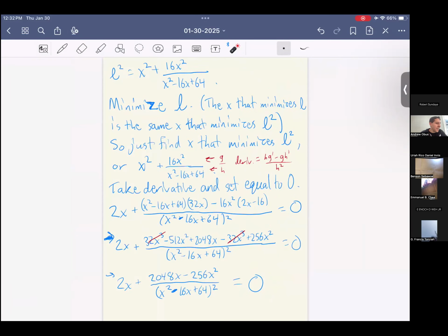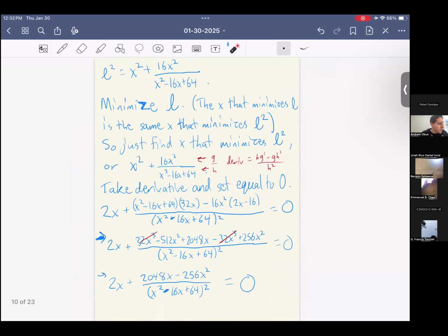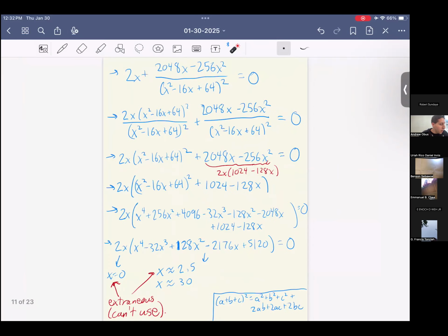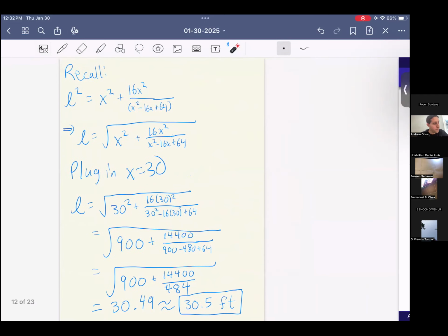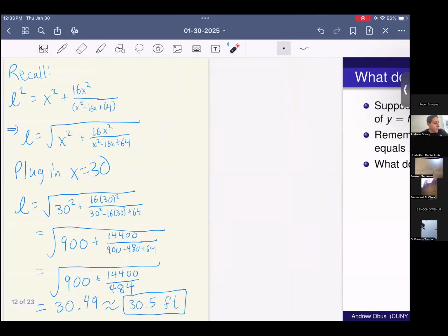Okay, so setting this derivative equal to 0 again was some annoying algebra. The answer doesn't come out quite as nicely as the previous one, but in the end you can solve it, and it turns out to be 30 feet. Okay. So if that's okay, all right.